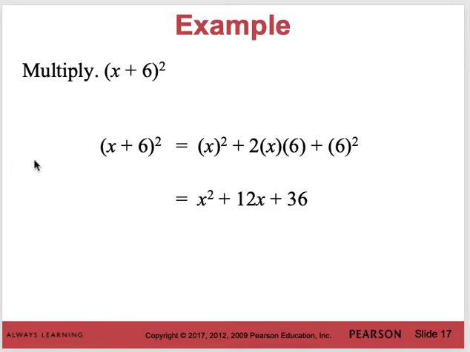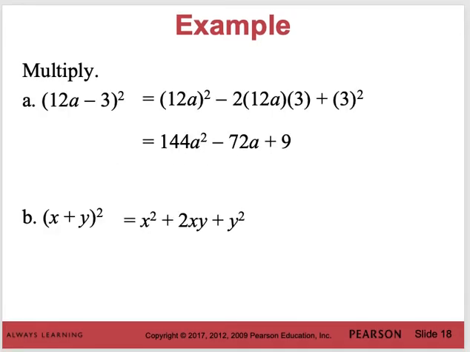So if we memorize that, we can use that application here in this example. X plus 6 squared, we can say is the same as a squared, or x squared, plus 2ab, or 2x times 6, plus b squared, and in this case b is 6. And that leaves us with x squared plus 12x plus 36. And a few more examples here using the a squared minus 2ab plus b squared with different variables and different numbers.